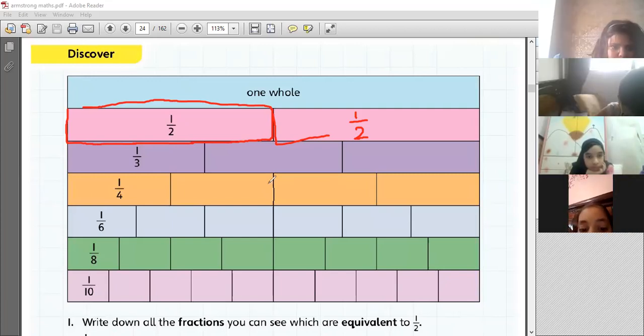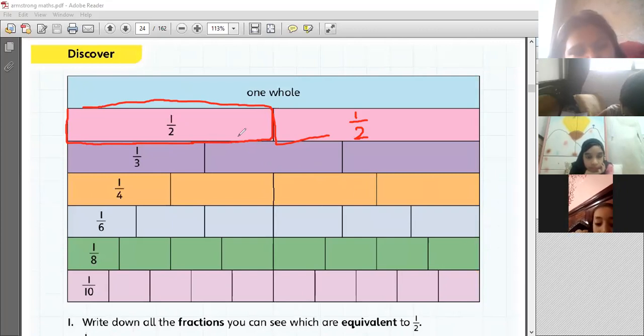Adiba, I want you to annotate. I'm enabling the annotation for you people. I will ask each individual person and they have to annotate. I mean, they have to write the correct answer, the correct fraction form. Adiba, start doing it for this block.